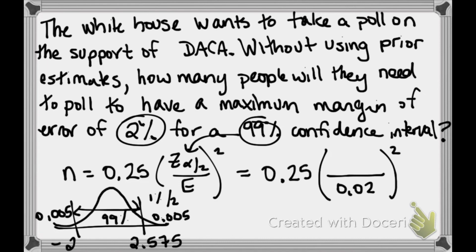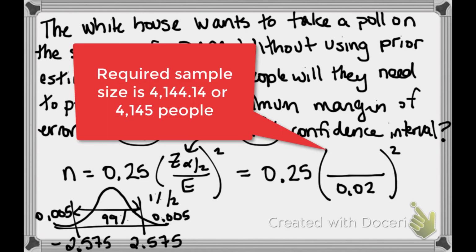So that is our z alpha over 2. Those are our cutoff values there. So I'm going to put 2.575 on top here, and divide that by 0.02. And what I get is 4,144.14, round up, so 4,145 people.